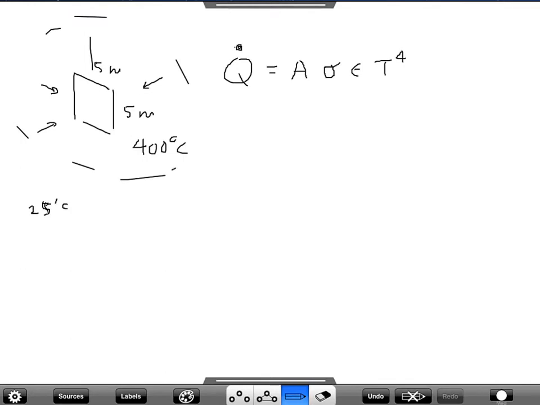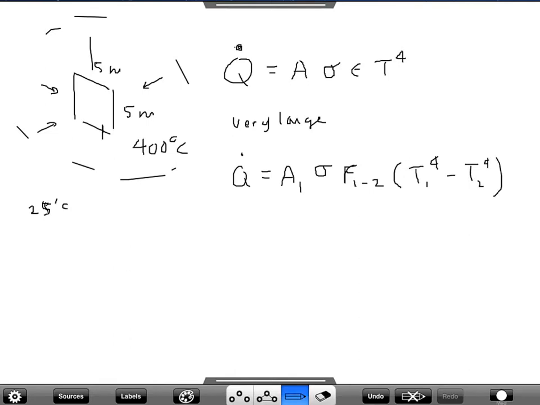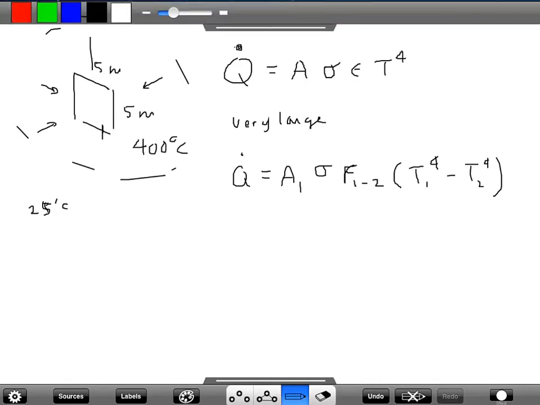This notion of this very large room is telling you that in this equation, which looks like this, A1, where the 1 would be the plate, times sigma, which is the Stefan-Boltzmann constant, times F1 to 2, times T1 to the fourth minus T2 to the fourth. So what we have to evaluate here is F1 to 2. And in this case, because the room is very large, this value is essentially going to collapse onto epsilon 1 of the plate.